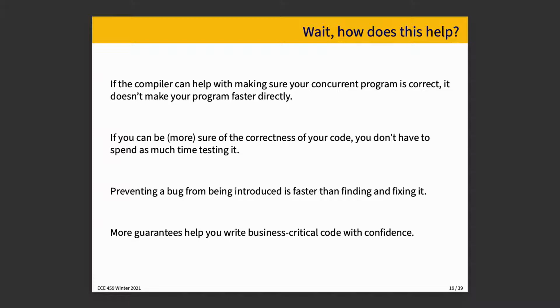So yeah, if the compiler can help in making sure your concurrent program is correct, it doesn't directly make your program faster. However, if you can be more sure of the correctness of your code, and obviously you can never be completely certain, and correctness is elusive in the best of times, you don't have to spend as much time testing it before you can deploy it and move on to the next thing.